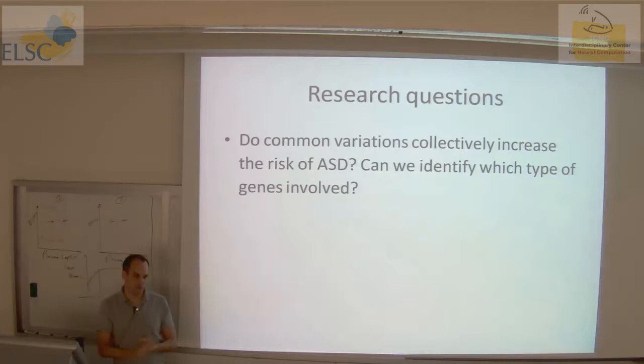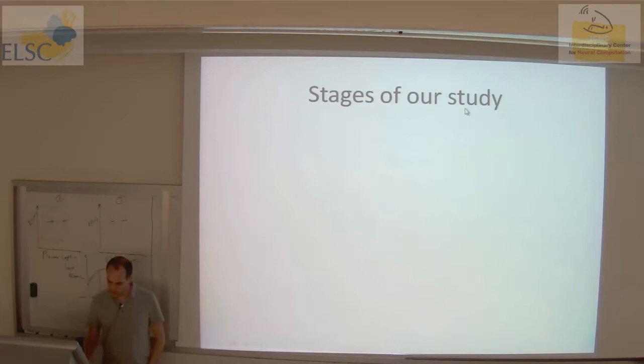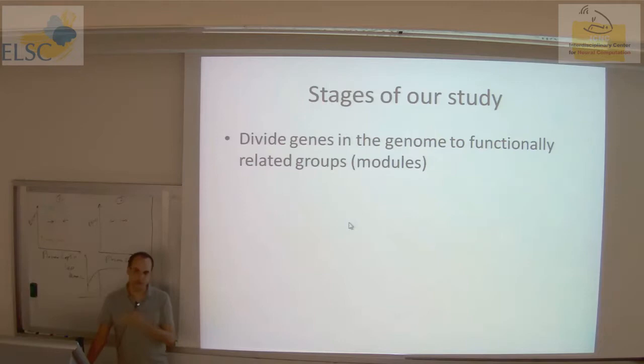And the other question, maybe the more important one, was whether rare and common variation converge on the same type of genes, or actually affect very different genes, assuming that there is an effect of the common variations. I'm not going to get into details exactly how we did it, also because we don't have a lot of time, but the rationale was to take all the genes in the genome and divide them into related groups, functionally related groups.